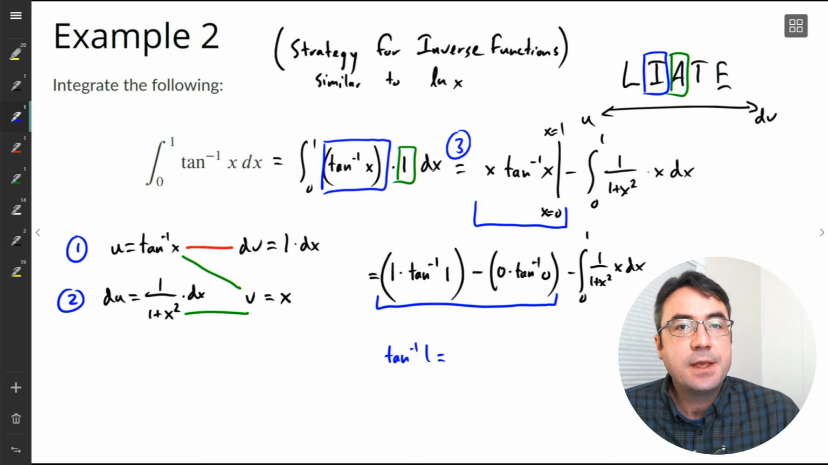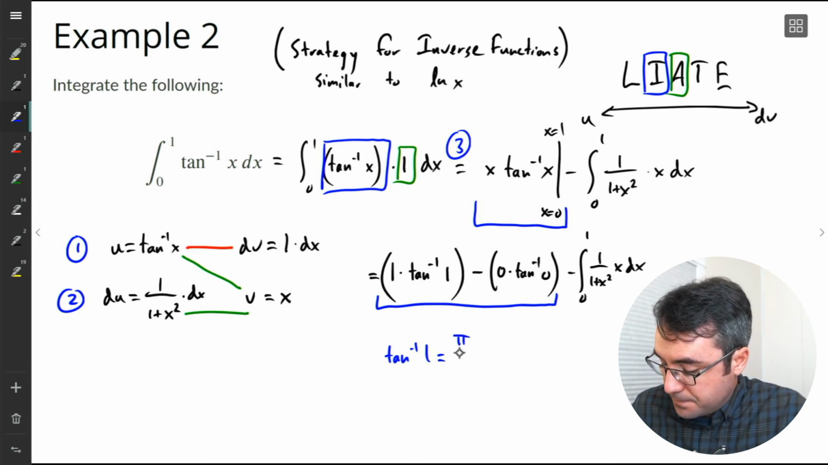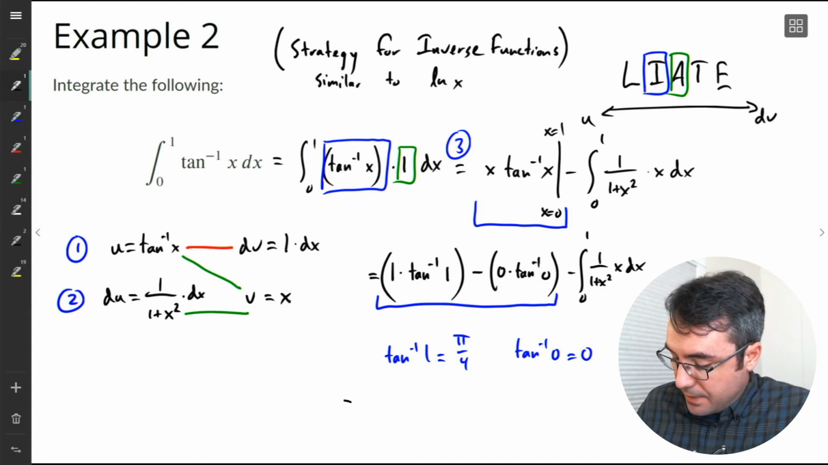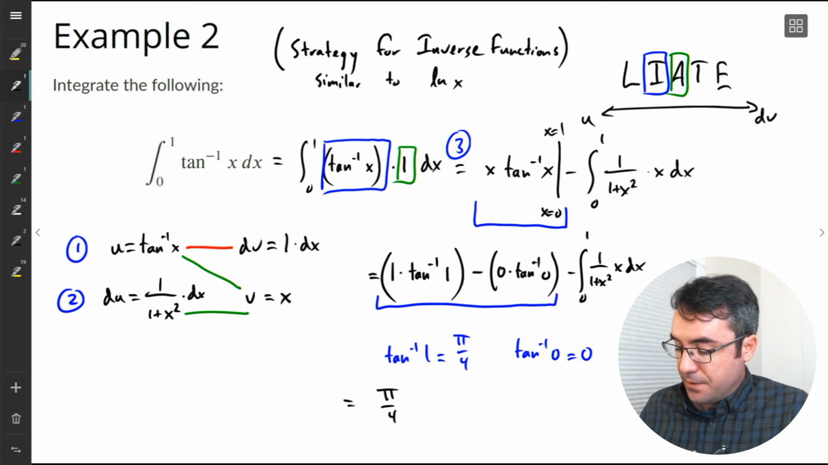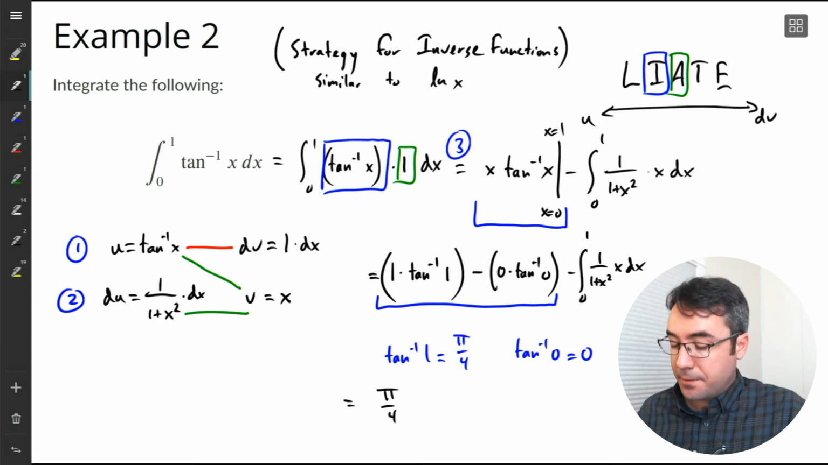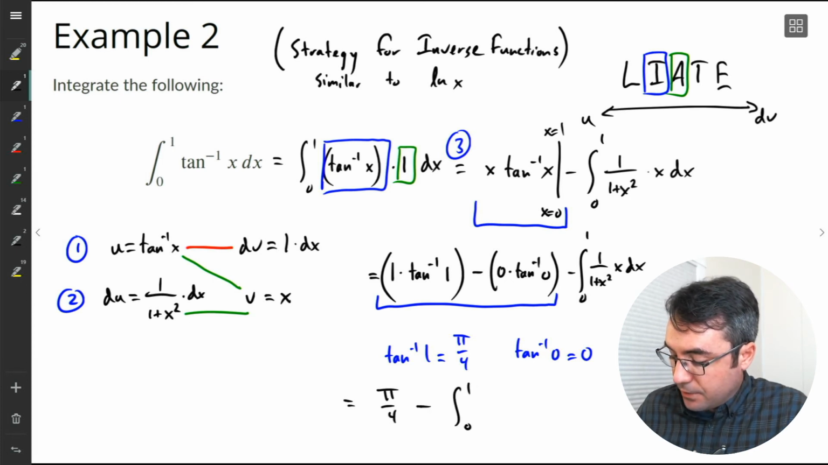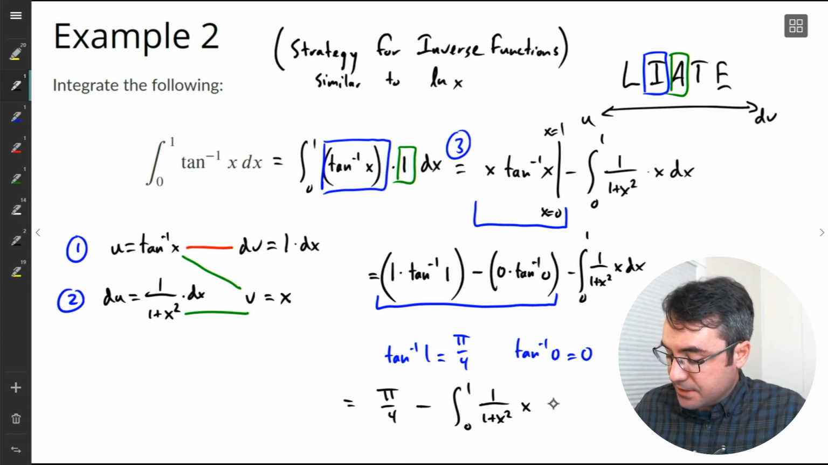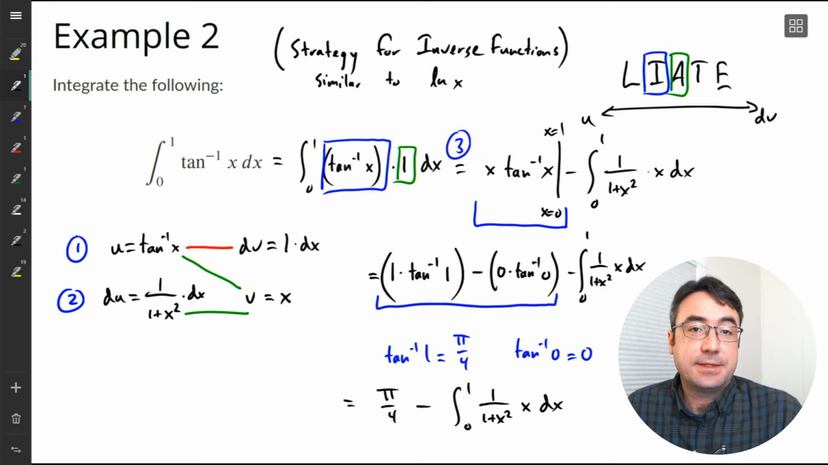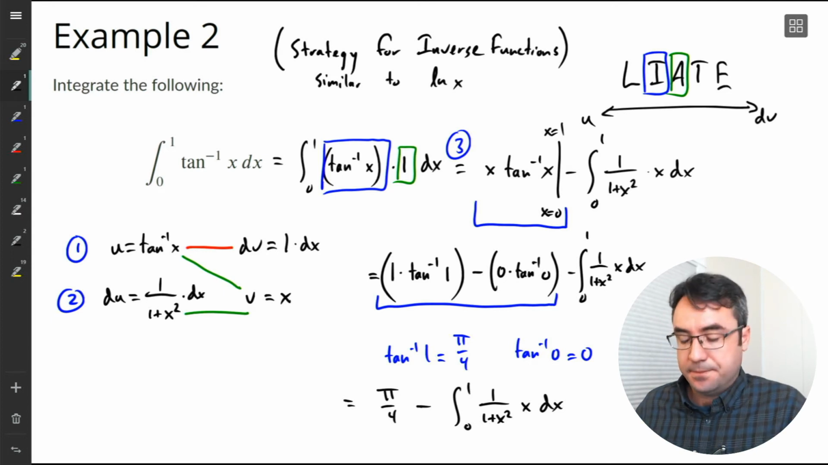So maybe we know this. Inverse tan of 1 is pi over 4. And inverse tan of 0 is 0. So we can simplify this down a little bit. And we get pi over 4 for that entire evaluation. So we have pi over 4, and then we still have to do that remaining integral, the integral from 0 to 1 of 1 over 1 plus x squared x dx. So let's see how to do that. And that's going to require a little bit of extra work.